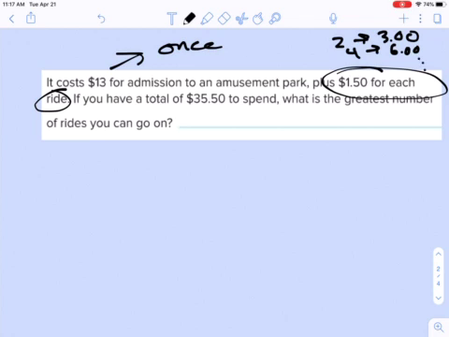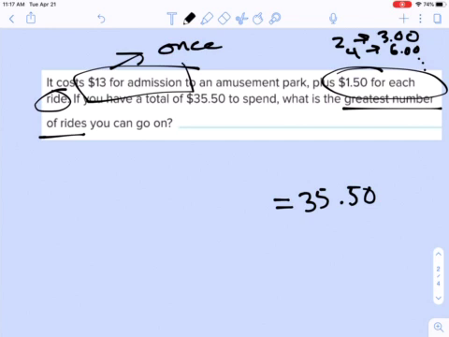So it says if you have a total of $35.50 to spend, what is the greatest number of rides? All right, so that $35.50 is how much money they're saying we have to spend. So whatever we do, including this, and then however many rides we go on, it's going to add up to that. So we're going to have some kind of addition problem. Well, 13 is part of that. So we have 13 plus, and then we want to figure out how many rides, right?